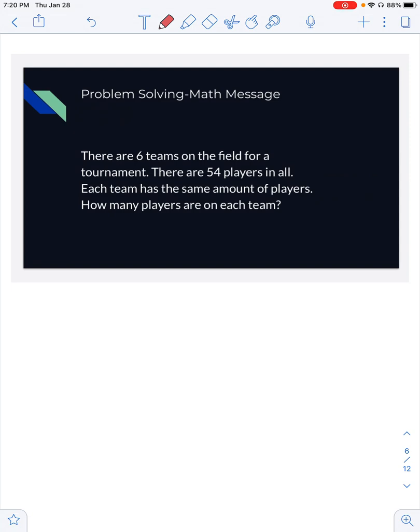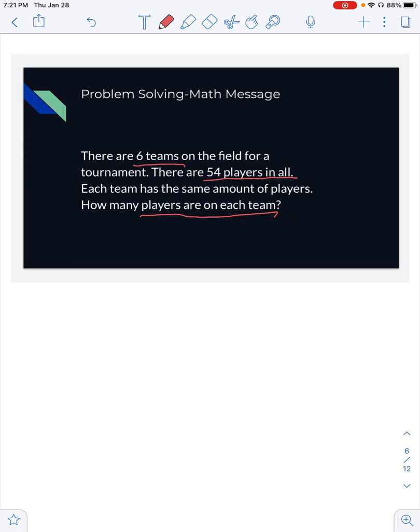Okay, so let's figure out what this information is trying to tell us. I see that there are 6 teams on a field for this tournament, and that there are 54 players in all. The words in all are important here because it tells us the total amount of players. It says that each team has the same amount of players. So it sounds like every team is going to have the same, and we just have to figure out how many are going to be on each team.